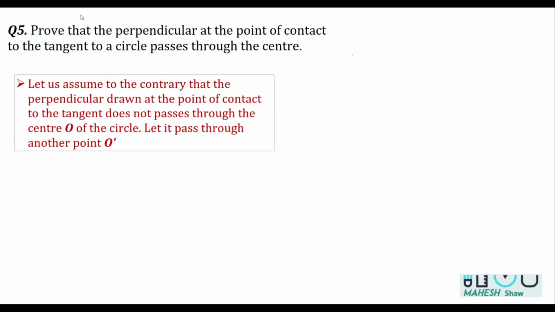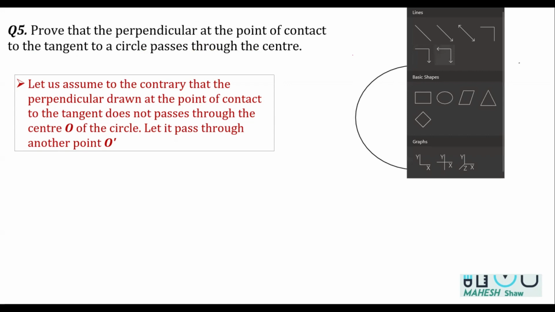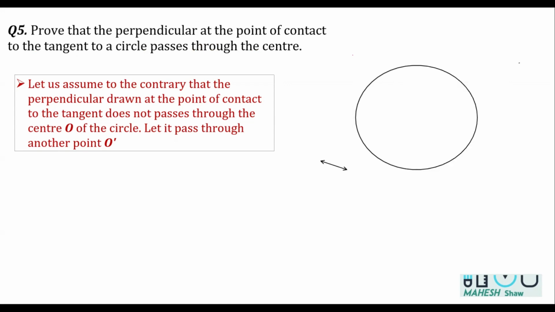In question number 5, you have to prove that the perpendicular at the point of contact to the tangent to the circle passes through the center of the circle. Well, we know that it is true, but we have to prove it. For that, we are going to use the method of contradiction. But let me first draw a tangent.